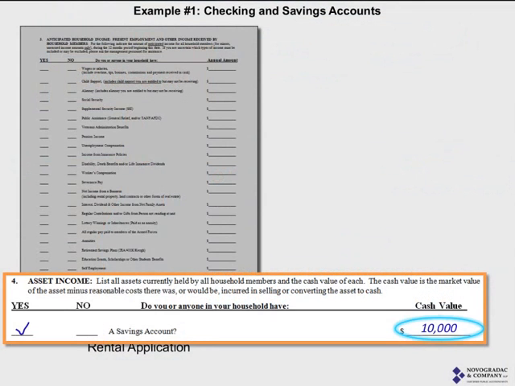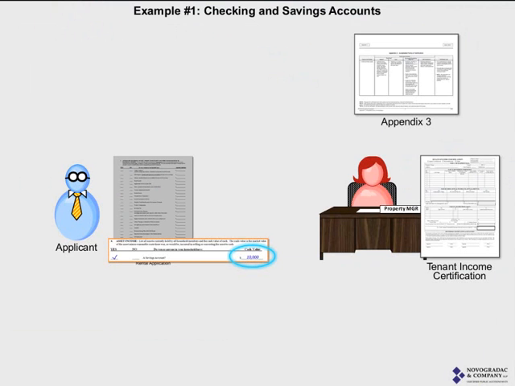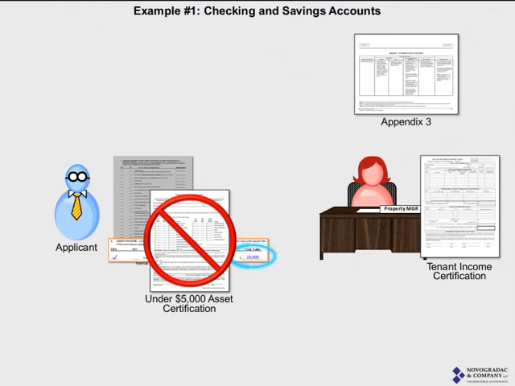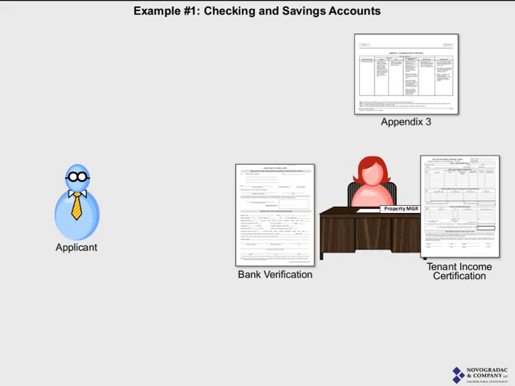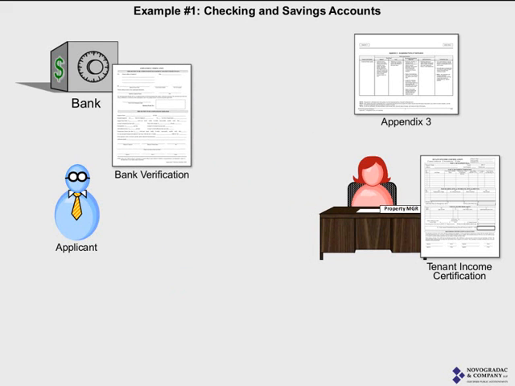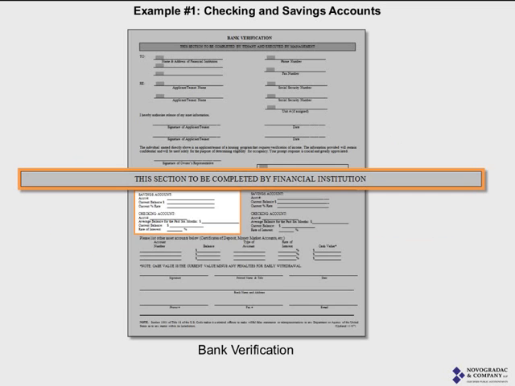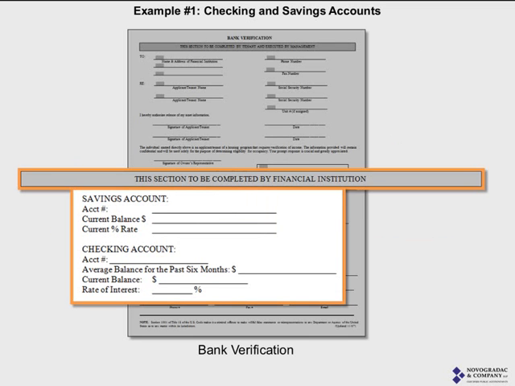So the savings account is valued at $10,000. That means I cannot any longer just use that under $5,000 asset certification. My total household assets are greater than $5,000, so I need to verify all household assets. I'll send a bank verification directly to the bank and ask them to complete that form. When they send it back to me, I will look at the information that they've completed.